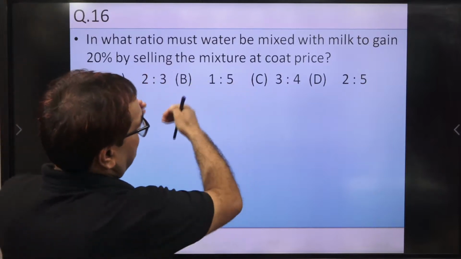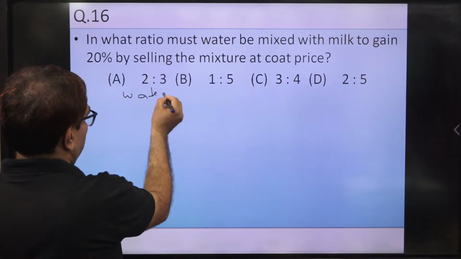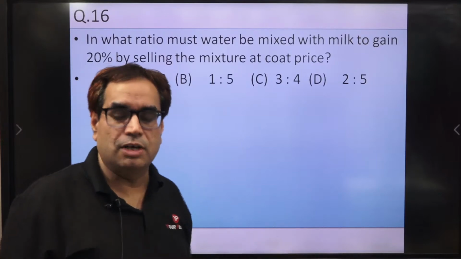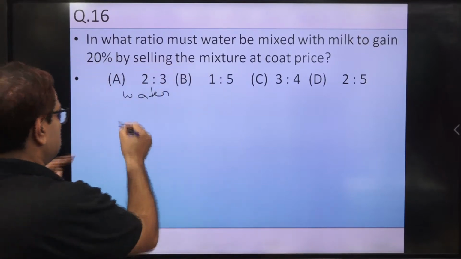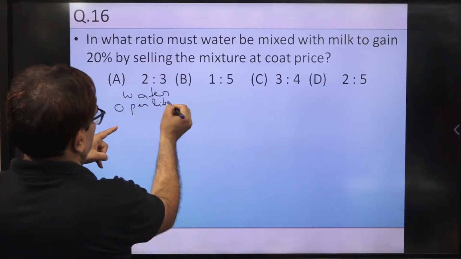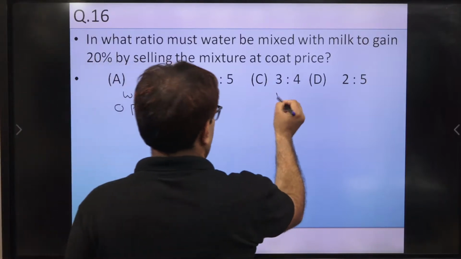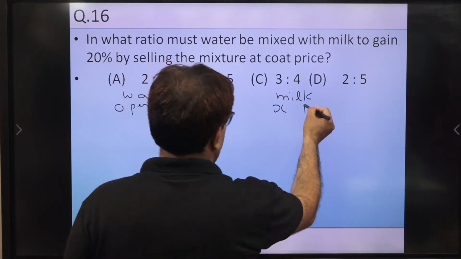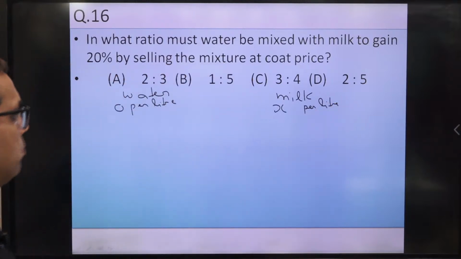There is a mixture of water and milk. So we have water, and we assume that water is freely available. In solving the questions, we assume that water is freely available. So the price of water is 0 per liter. And suppose we have pure milk, so its cost price is rupees X per liter. This is the cost price of the pure milk.